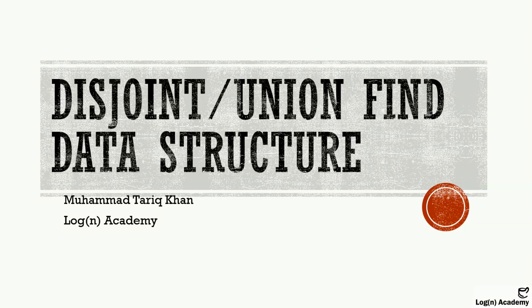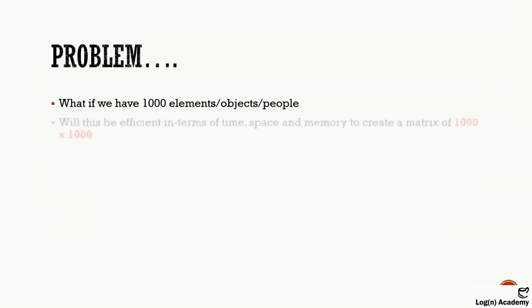matrix. But the problem is, if we have a large number of people, 1,000 different elements, or 2,000 or 5,000, will it be efficient to represent the relation between them using a matrix? We discussed this problem: what if we have 1,000 elements, objects, or people? Will it be efficient in terms of time, space, and memory to create a matrix of 1,000 by 1,000, or 2,000 by 2,000, or 5,000 by 5,000? The answer is very clear: this is not an efficient solution.